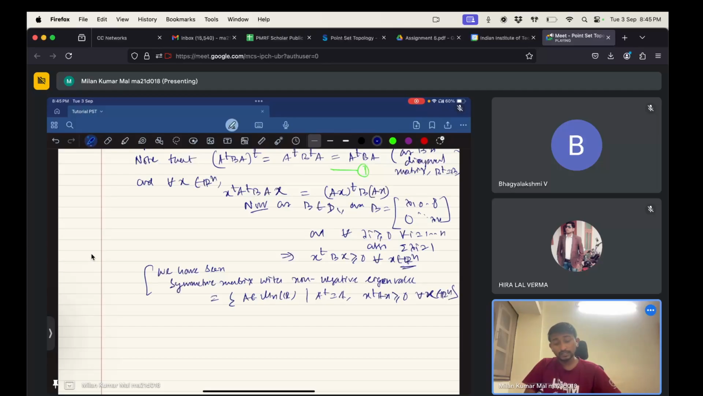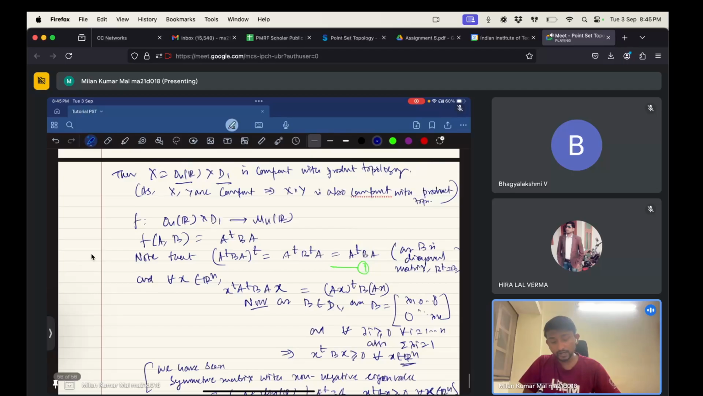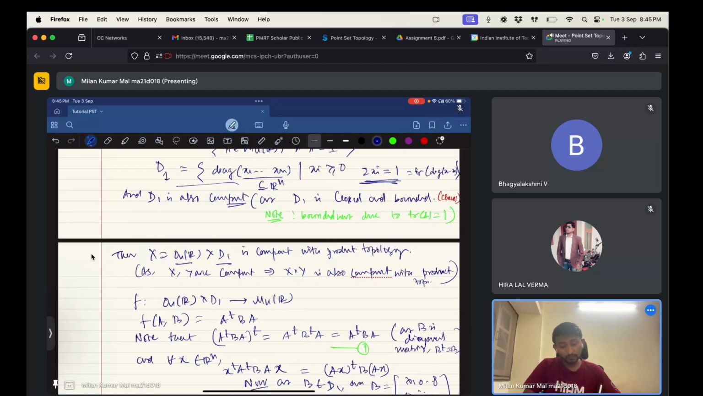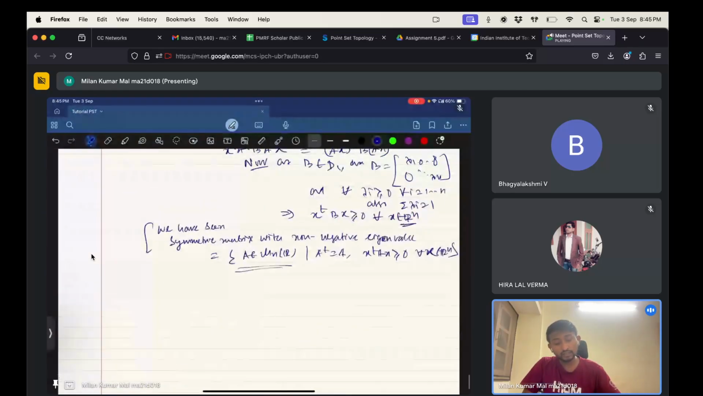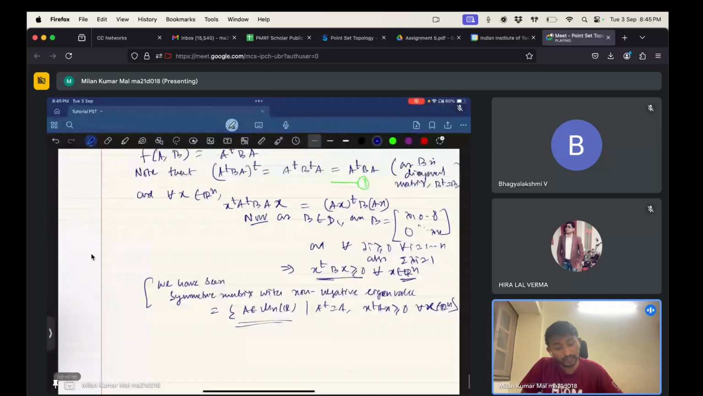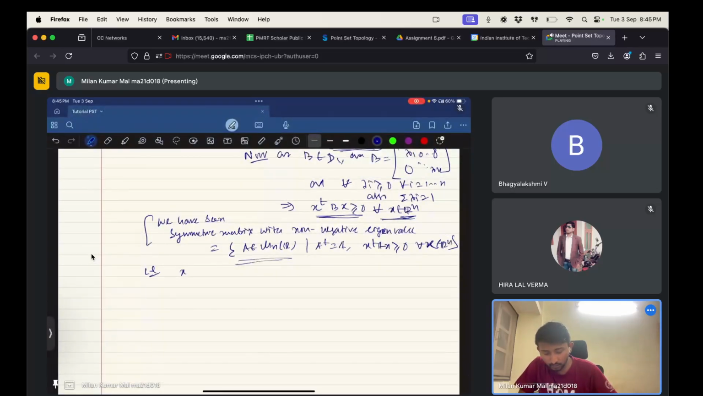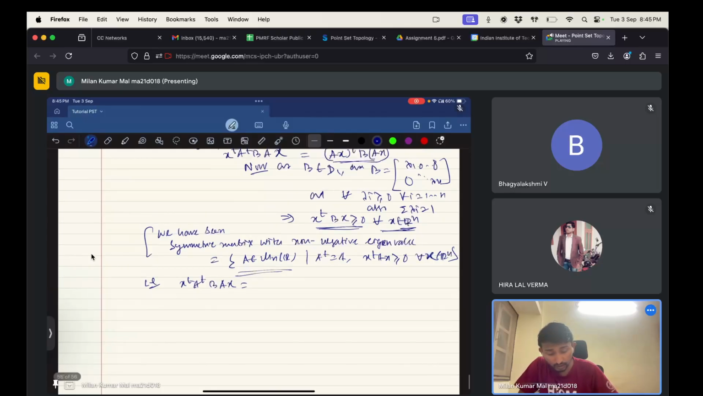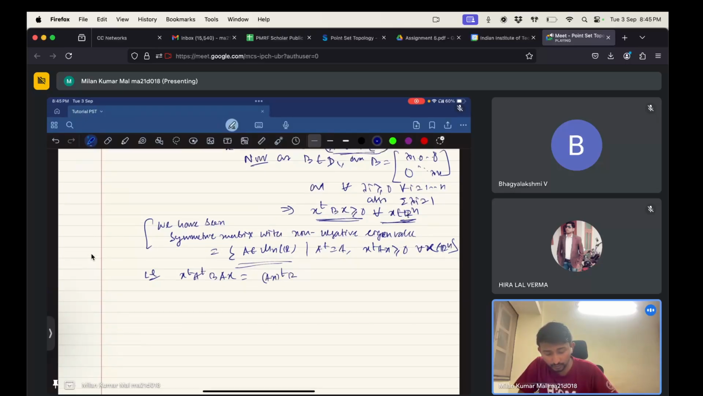Okay, so now how D is defined. Every element of D1 is something like elements of this set. So that's why we will have this one, right? So if this is true for arbitrary x belonging to R to the power n, then X transpose A transpose B A X is equal to (AX) whole transpose B (AX), which is greater than or equal to 0 for all x belonging to R to the power n. So that's why this is true.